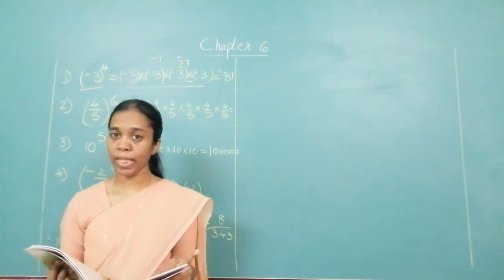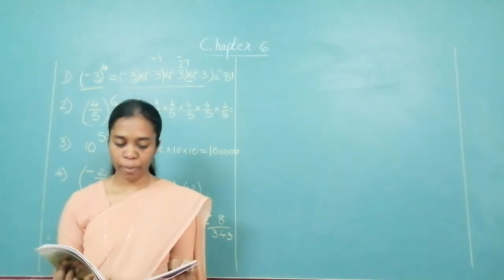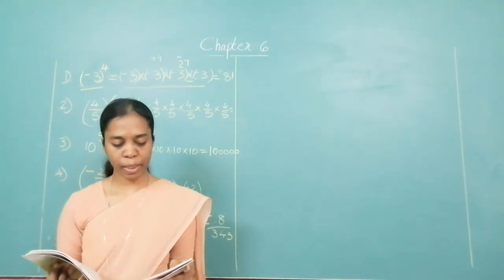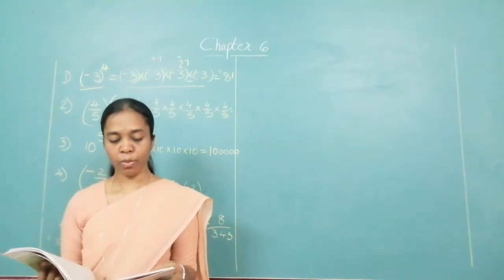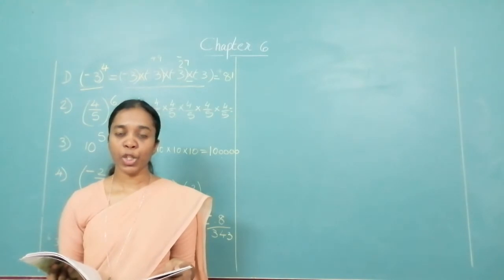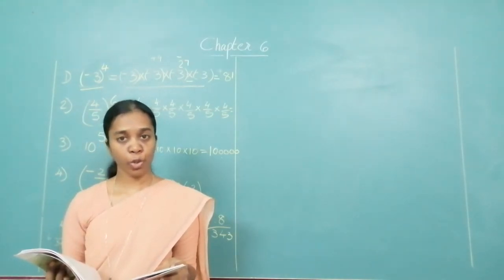Please remember how to say the index form. 16 raised to 3. What is the base? You write over there. Index, multiplication form. Find out the value of it. Look at the third one. Base is given to you, minus 8. Index is given to you, 2.